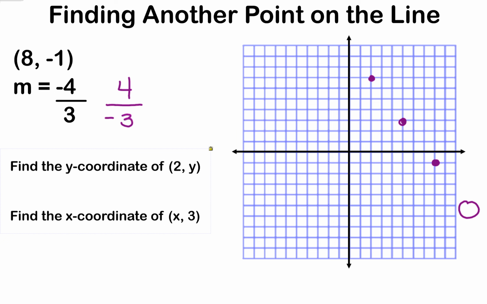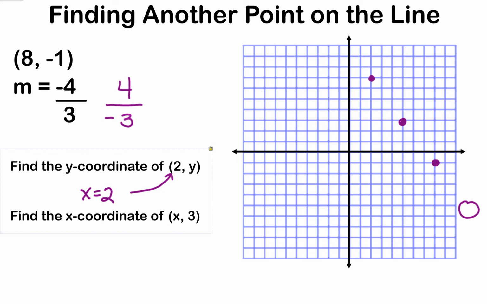And then I'll fall off my graph if I try to do it once more. So let's look at what we have to find. They want me to find a y coordinate for the first point and an x coordinate for the second point. So I know that my x coordinate here is equal to 2. So I'm going to look at that.